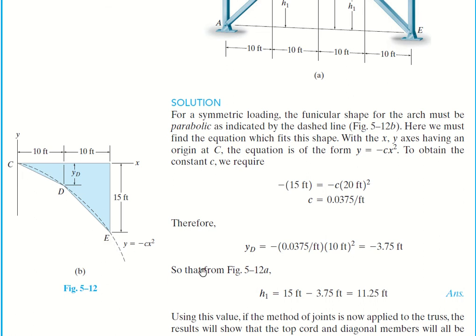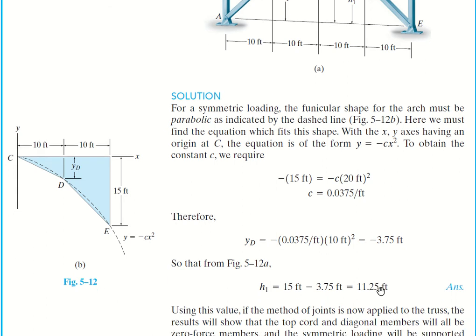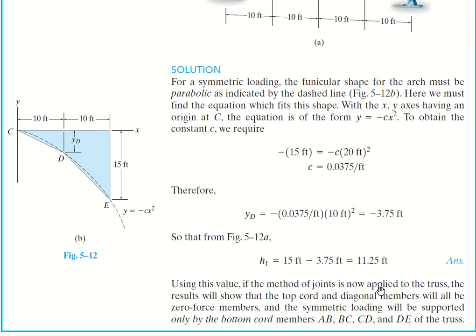Therefore, now we know this, so we can determine the YD as a function of this parabola. YD is equal to this C into x square. So we know the horizontal distance of D, which is 10 feet, and we also know the constant for this parabola. So we can determine the YD, which is minus 3.75 from this line to this line. And as you know that h1 is from the base to this point, so just subtract this value from this value, so you will get h1 is equal to 11.25 feet. So this was your answer.